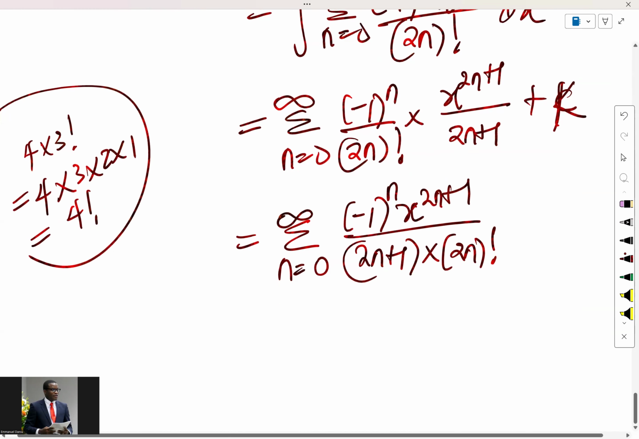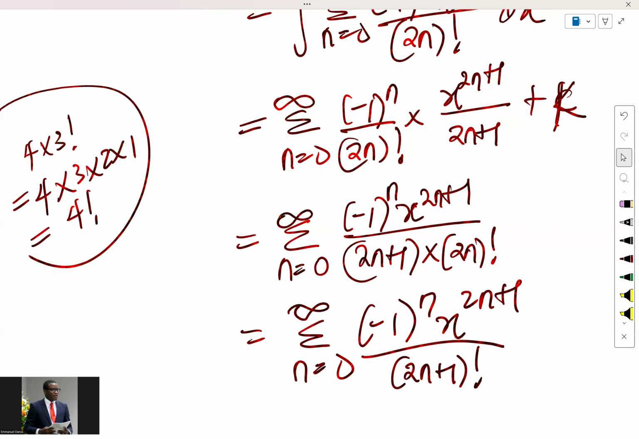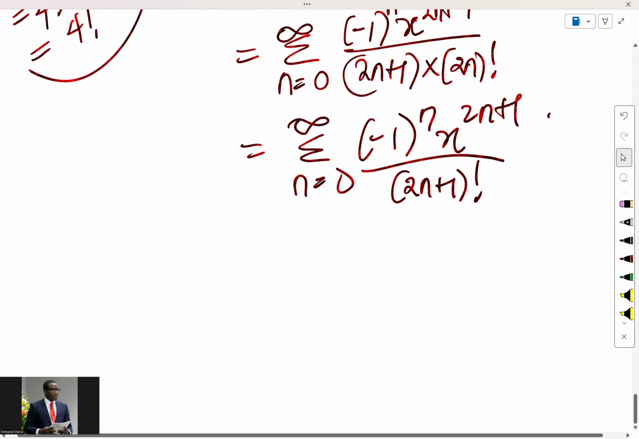So it means that this is simply the summation from n equals 0 to infinity of minus 1 raised to power n, x raised to power 2n plus 1 divided by 2n plus 1 times 2n factorial. That's simply 2n plus 1 factorial. And if you look at this, it's the same sine x we had the other time, because of course we know when you differentiate sine x, you get cos x. So integrate cos x, you get your sine x back. So this is simply, of course, don't forget the arbitrary constant. So this is simply sine x that we've already known before.